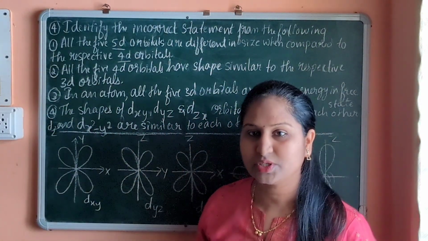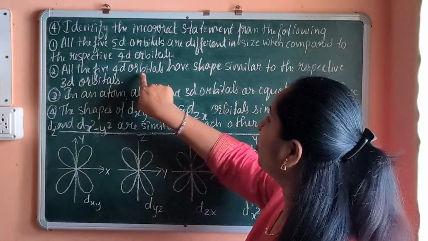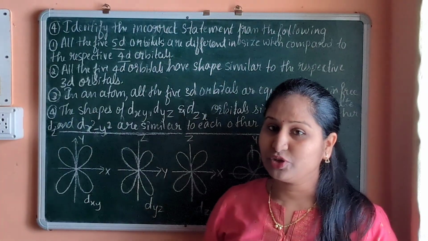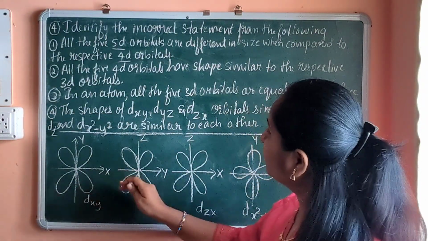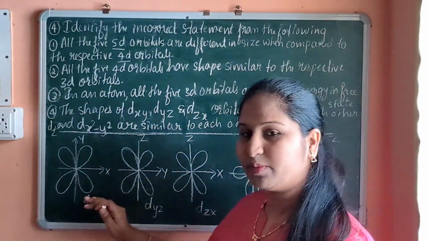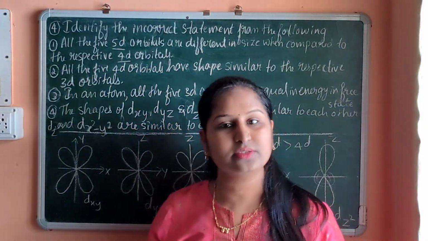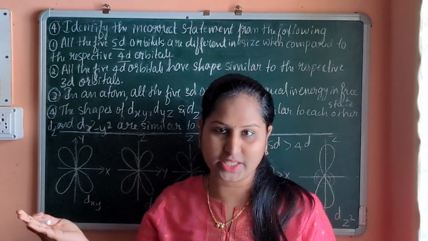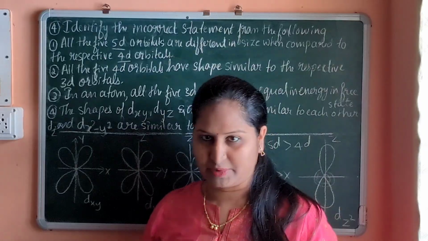But we have to look at the options which is incorrect. The second statement is that all the 4d orbitals have a shape similar to the respective 3d orbitals, irrespective of their energy as well as size. But here the shape of the orbital, whatever d orbital is present, will be the same for 4d as well as 3d as well as 5d. All the 5 orbitals of 3d will be the same as 4d as well as 5d. So, the second statement is also right.